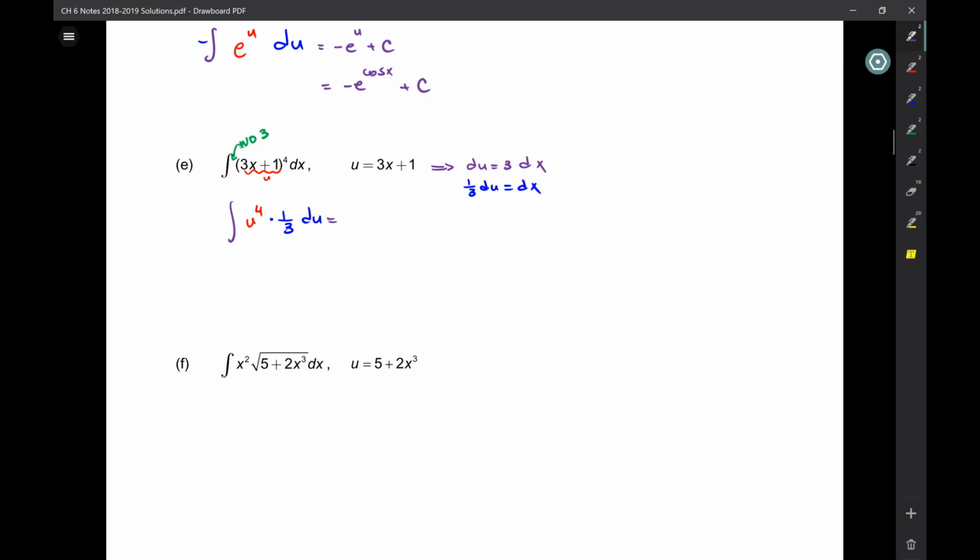I like this better because then we can take this out. Okay, so we said that this is u and I have u to the 4. So now this is taken care of. What do I have left over? dx. So now I need to substitute for dx. So I go back here. How much is dx? It's 1 over 3 du.